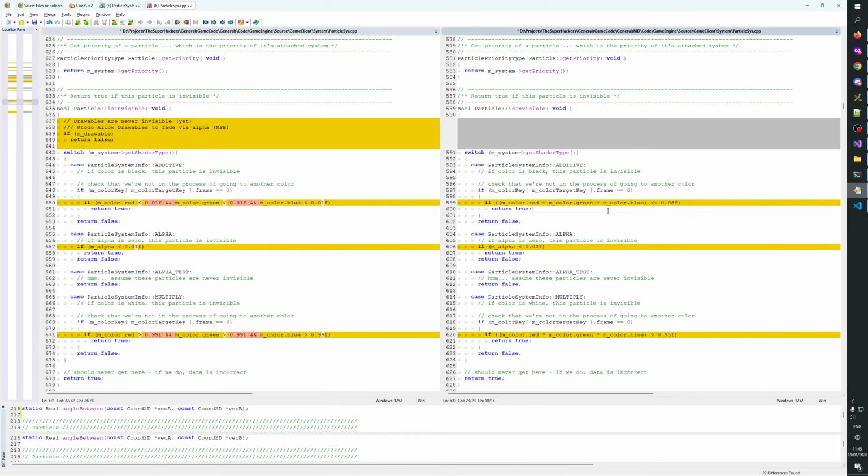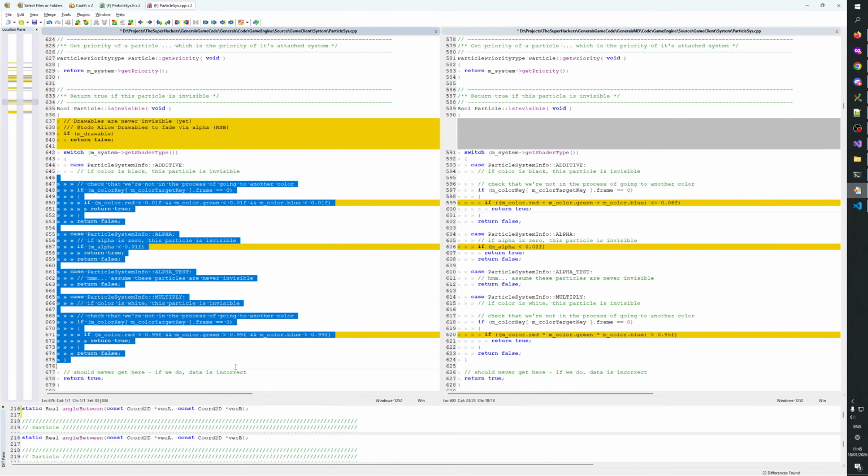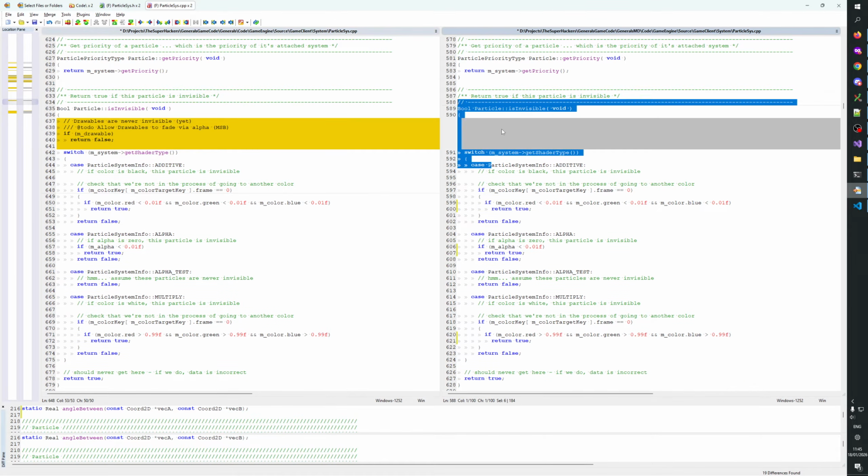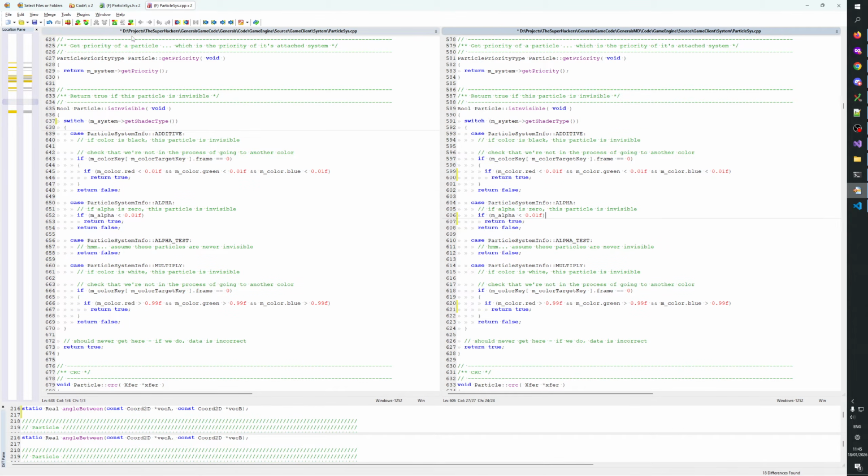Not in this. Yeah. So I would say we take the values from Generals. Yeah. And this from Zero Hour.